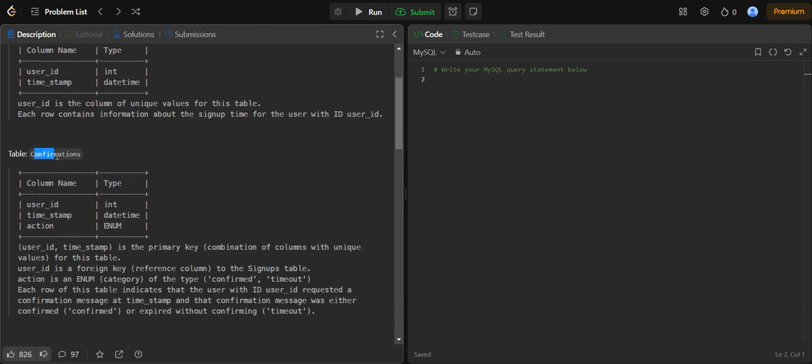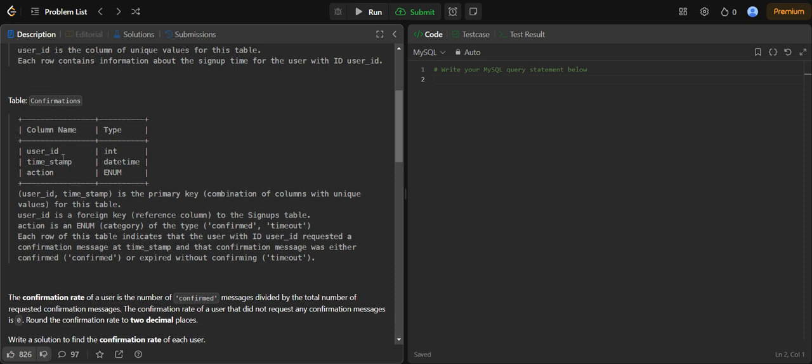And there is another table called confirmations. In this table, user ID and timestamp together are the primary key, a combination of columns with unique values. User ID is the foreign key to the signups table, and action is an enum category of the type confirmed and timeout. So in the action column, there will be two values, either confirmed or timeout.